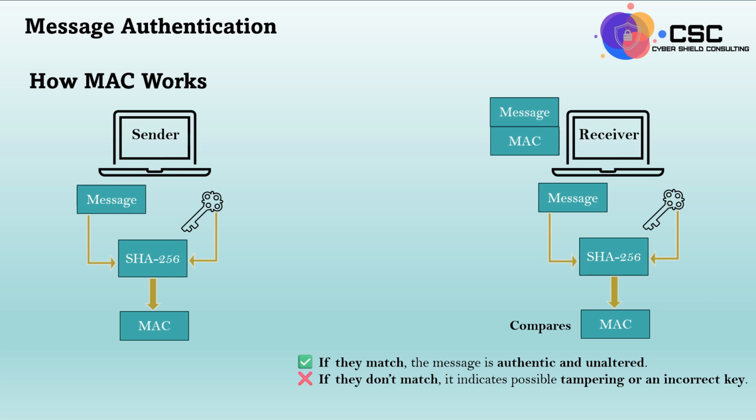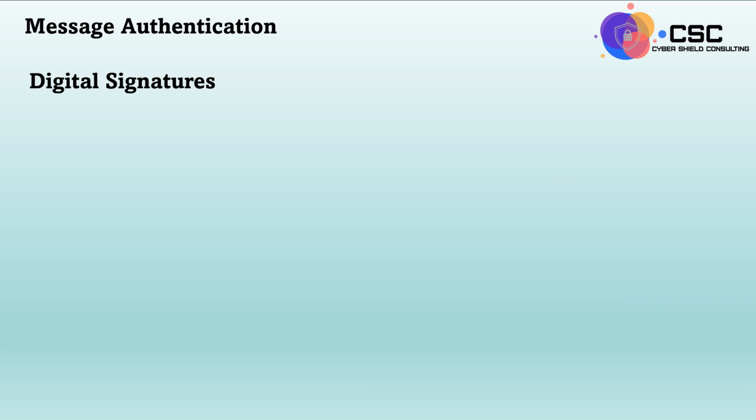Now if you look at CMAC, cipher-based MAC, the difference is that instead of a hash function, it encrypts the message using a block cipher like Advanced Encryption Standard, producing again a secure MAC tag. Now that we understand hashing and message authentication codes, let's explore digital signatures, one of the most crucial tools for verifying authenticity. Digital signatures ensure three key things.